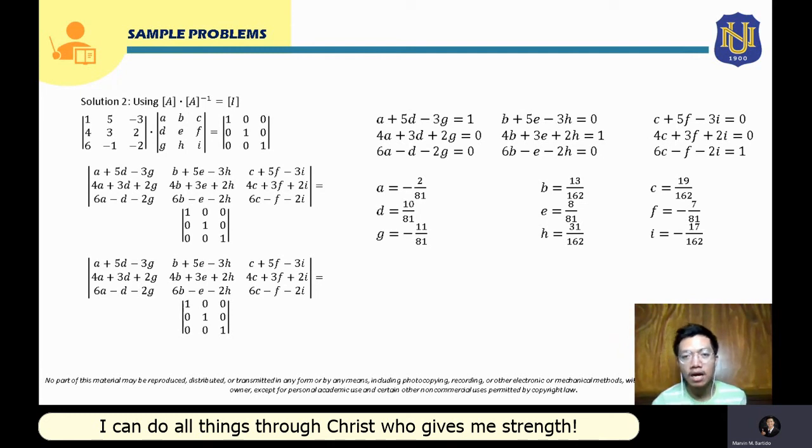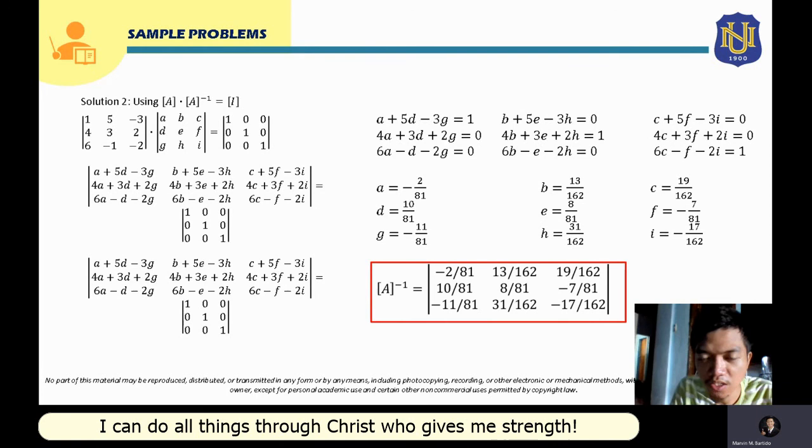So these will now be the elements of the inverse of matrix A that we are solving. If we arrange this, this will now be the inverse of the given matrix A. So this will now be the answer.